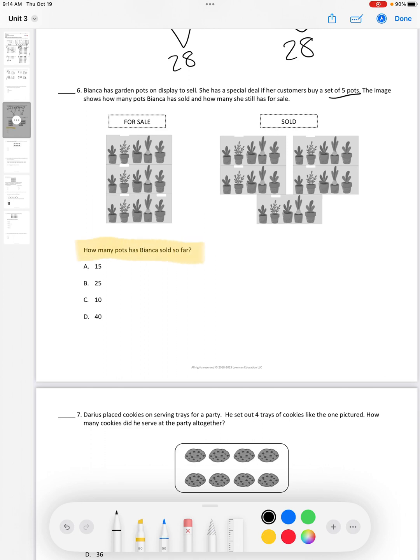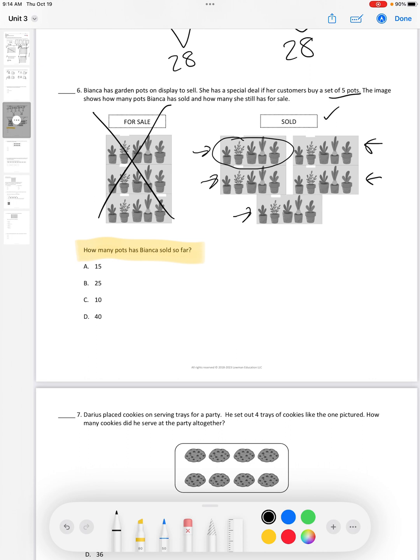All I care about is what she has sold. I don't care what she has for sale, so I'm going to mark that out. I know that these pots are in sets of 5. So if I look right here, there are 5 here, 5 here, 5 here, here, and here. That's 5 sets of 5.